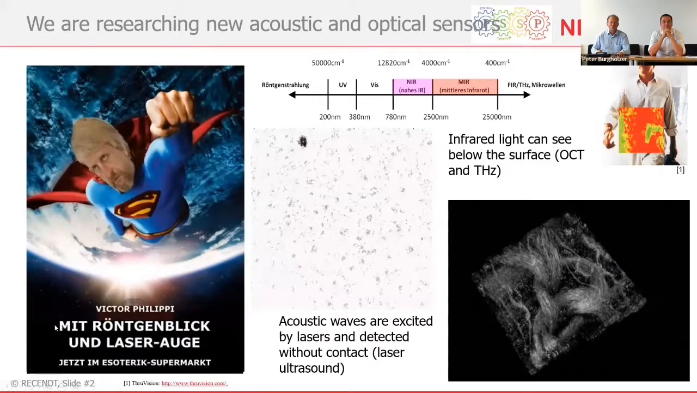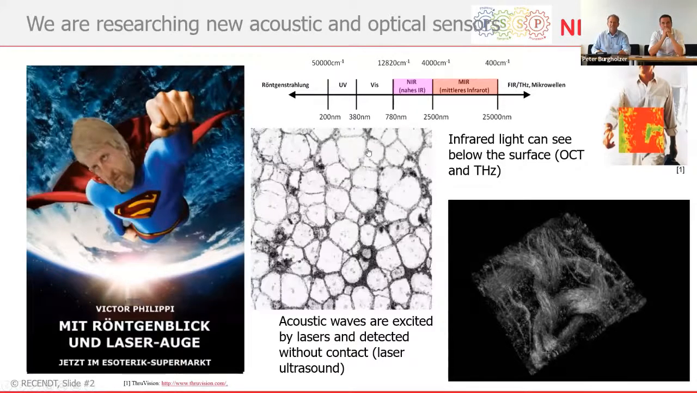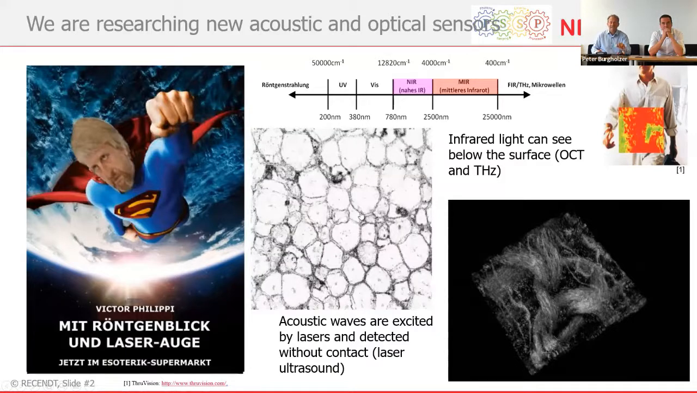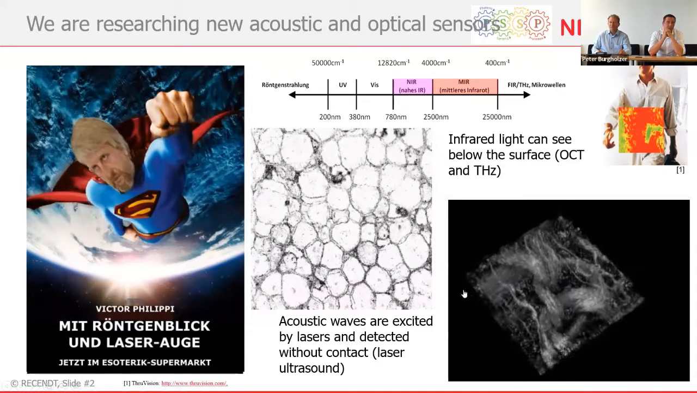Here it's called in German "mit Röntgenblick und Laserauge", and with this, this guy Victor Filippi claimed that he can look into materials and into persons, but we can do this in reality. I have just shown two videos. One is from optical coherence tomography, where you can look into the foam and see the different wall thicknesses of the bubbles. Another example here on the right side is for a carbon epoxy material where you can see the individual fibers.